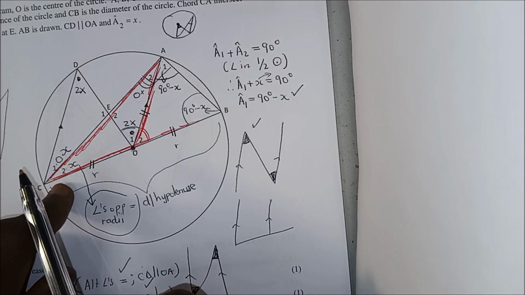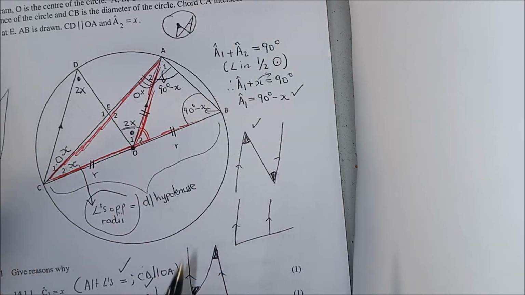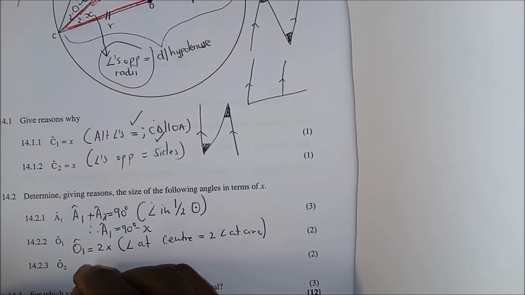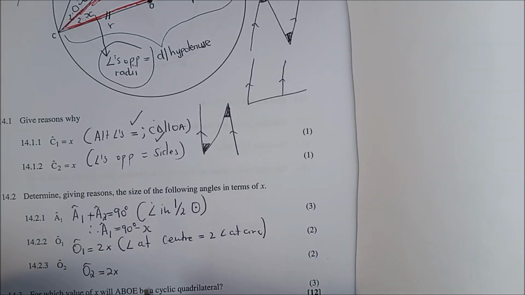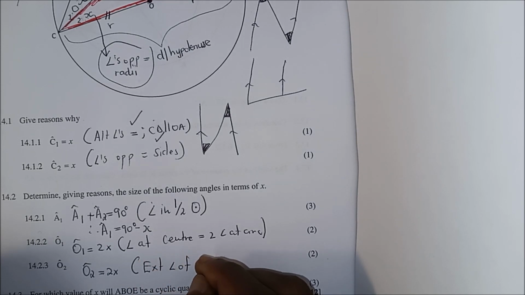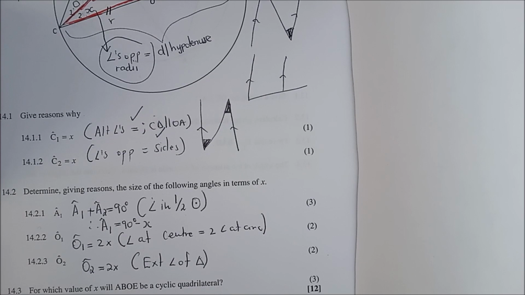both of them are equal to x. So now what will be the size of O2 in terms of x? The size of O2 will be 2x. And then what will be the reason? The reason will be exterior angle of a triangle ABC.